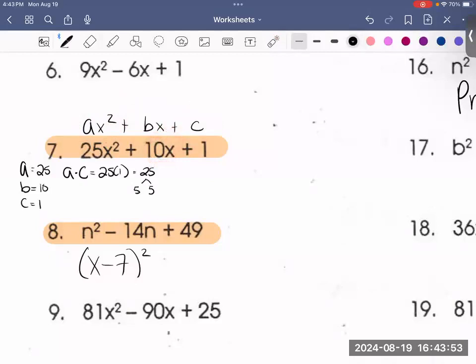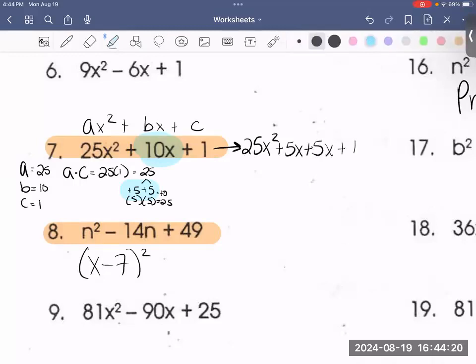Now this is a positive 10, which means they both have to add to 10, and when we multiply them back together, they still get us to 25. So now what we're going to do is write this positive 10x as 5x and 5x. So we have 25x squared plus 5x plus 5x plus 1. So we're just rewriting that middle term with what we found. Now we get to use factor by grouping.